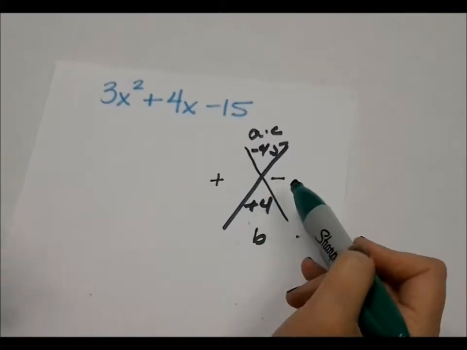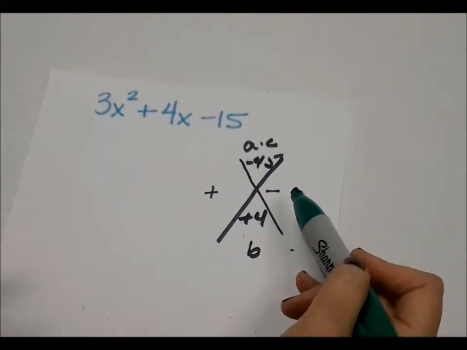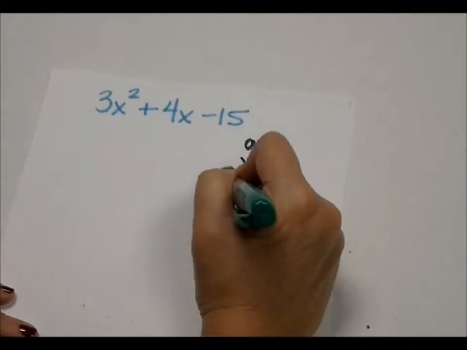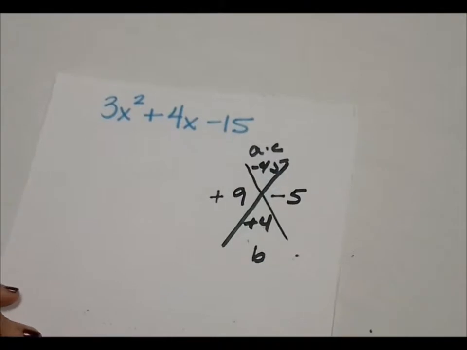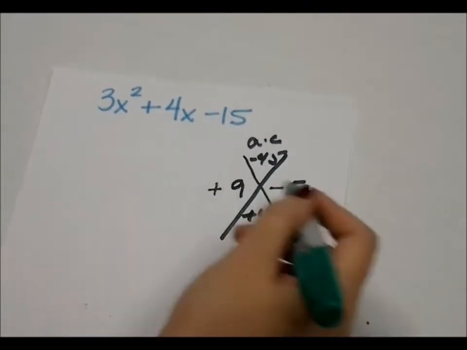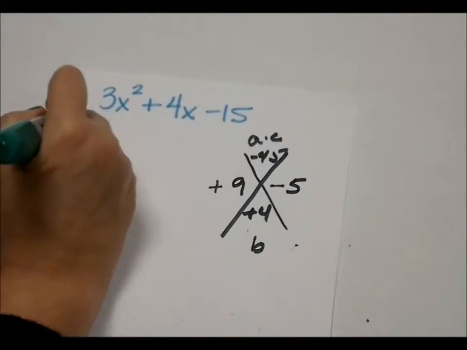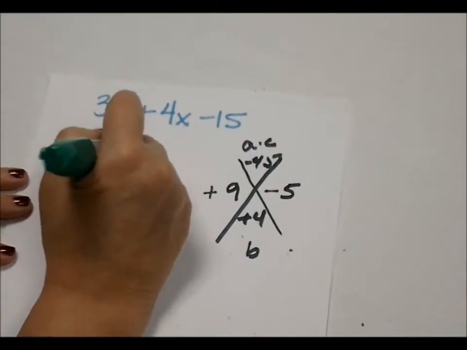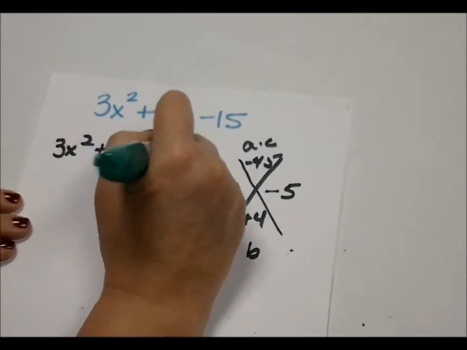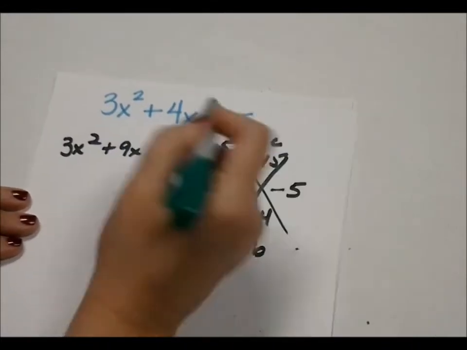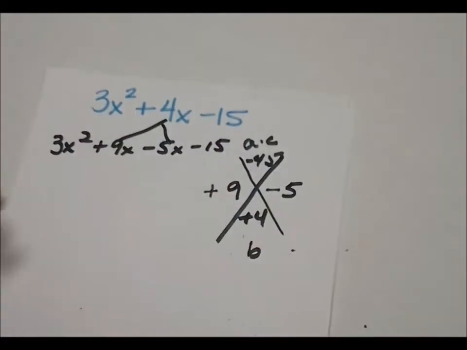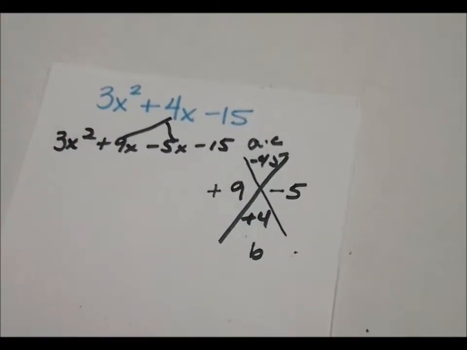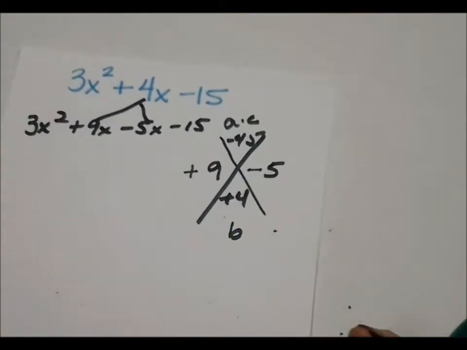Well, I'm going with 45 because it ends with a 5. I'm going with 5 times 9, and 9 minus 5 is 4. So my 9 would be positive and my 5 would be negative. Then using this, I'm going to write 3x squared plus 9x minus 5x minus 15. We call this split the middle term because that 4x is now becoming positive 9 minus 5, which equals 4x. I'm splitting it into two numbers.